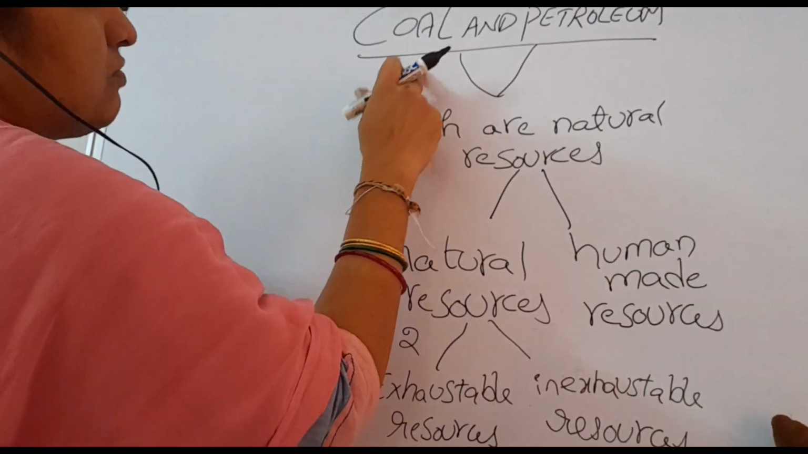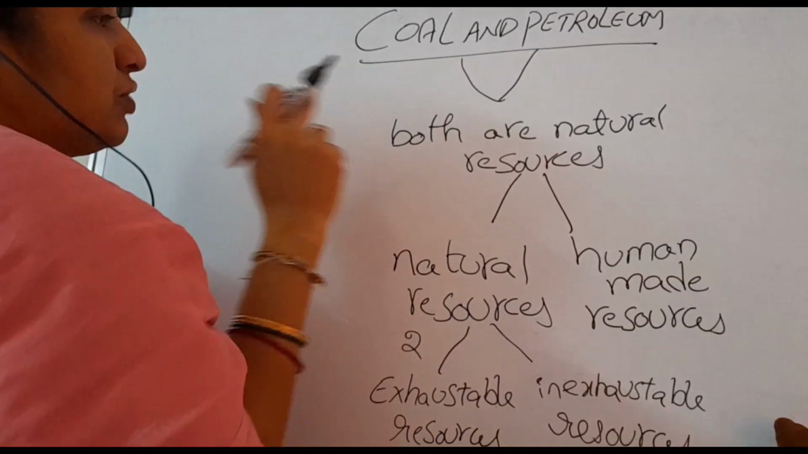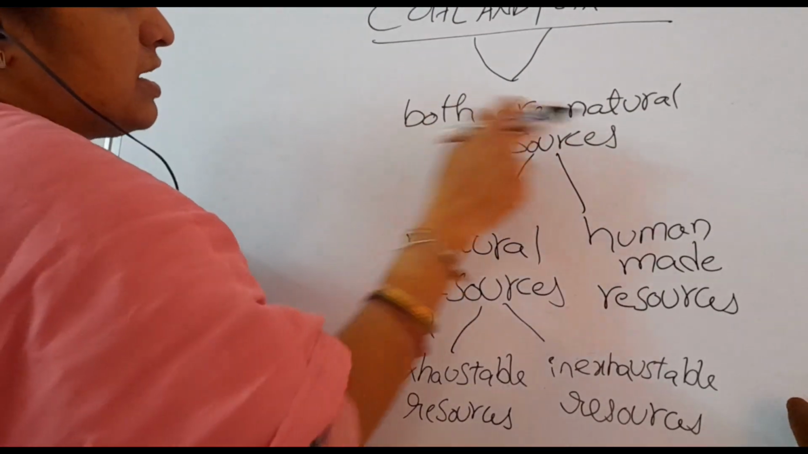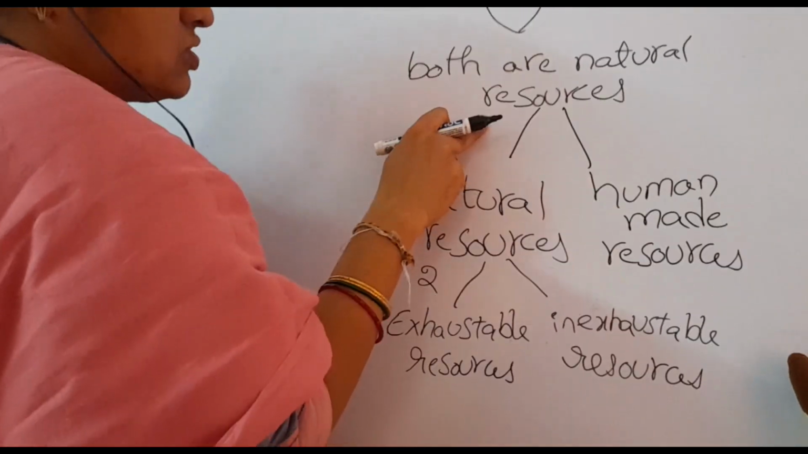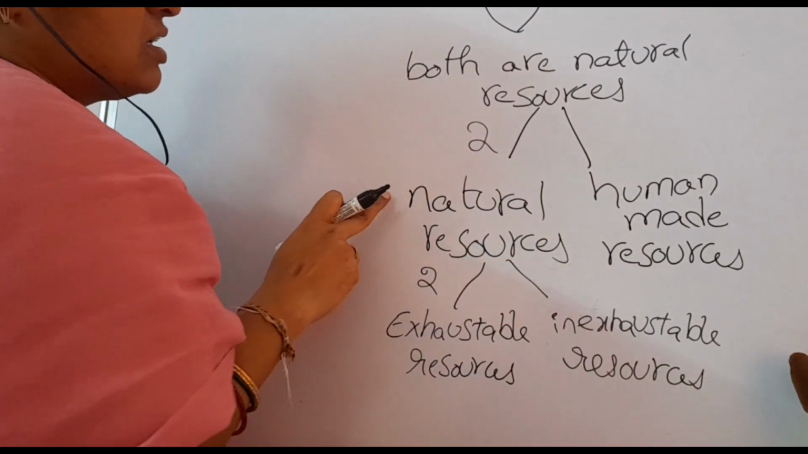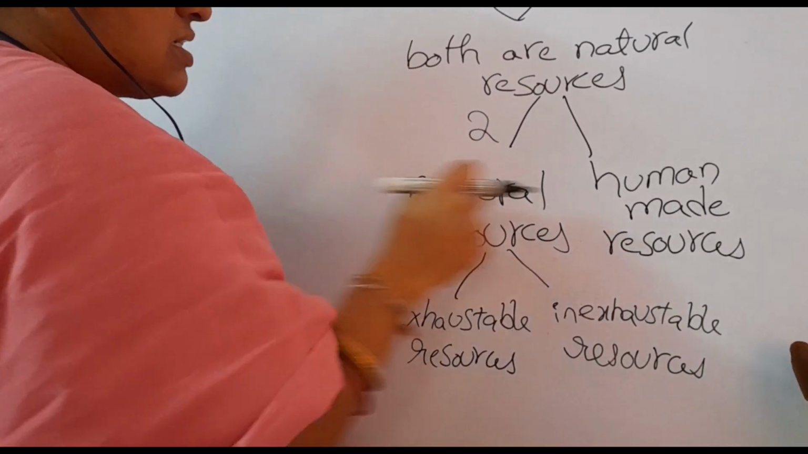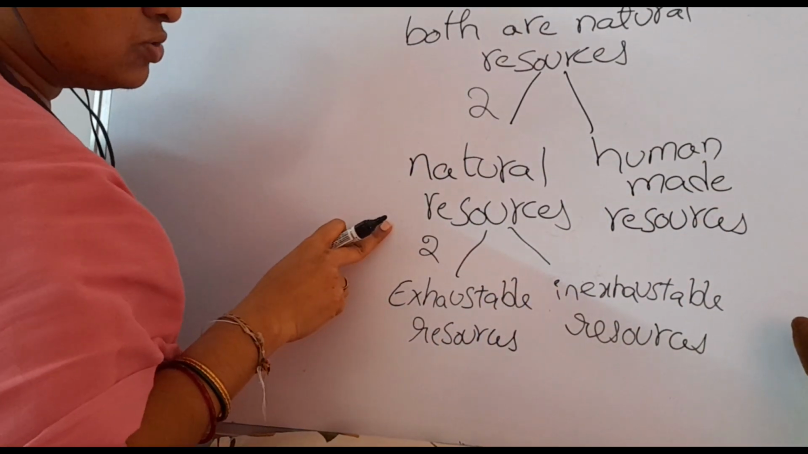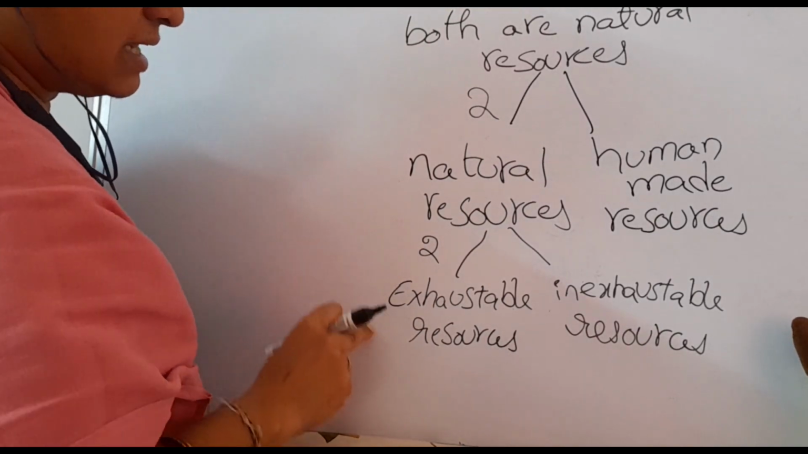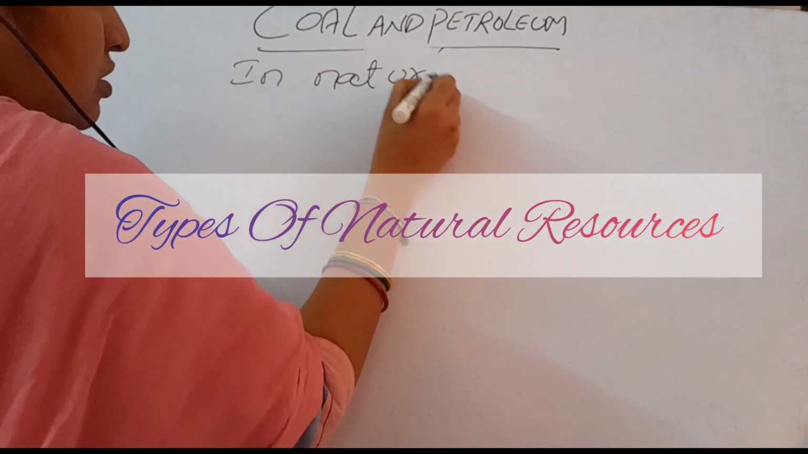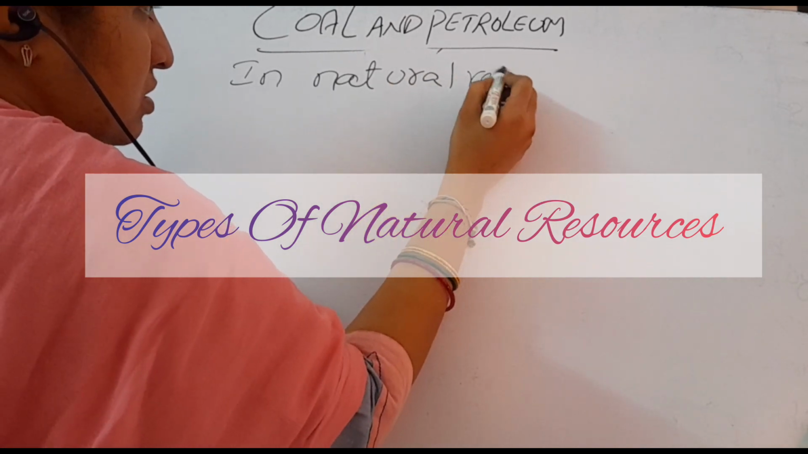Once again, today we learn about coal and petroleum. Where do we get coal and petroleum? Both are natural resources. Resources are two types: natural resources and human made resources. In natural resources we get two types: exhaustible resources and inexhaustible resources.